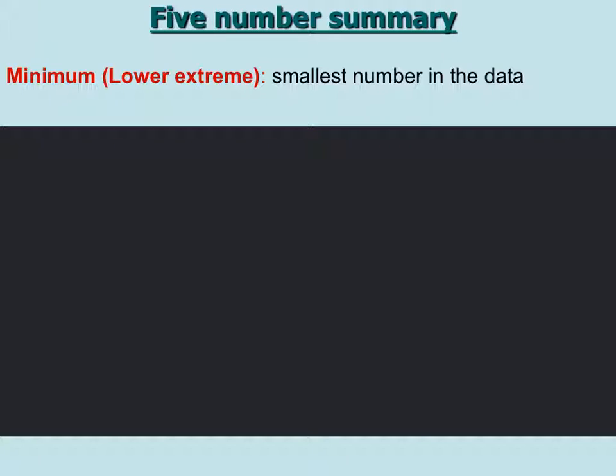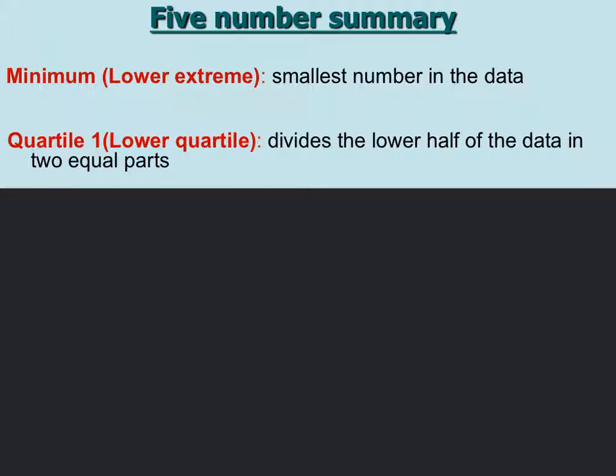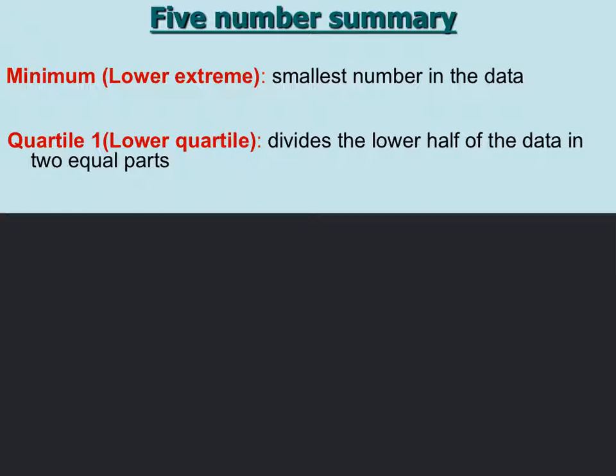So here's what your 5-number summary consists of. It has a minimum, and that's also called a lower extreme. You might want to add that on your note sheet, and that refers to your smallest number in the data. We have quartile 1 or lower quartile, and that's going to divide the lower half of the data into 2 equal parts. So it's that one spot where it's splitting the lower set of data into 2 equal halves, we can even call it.